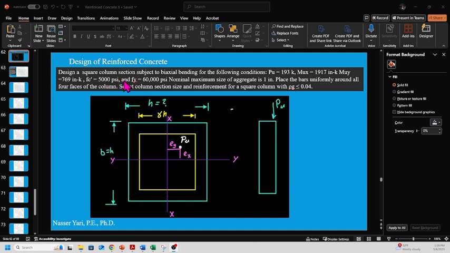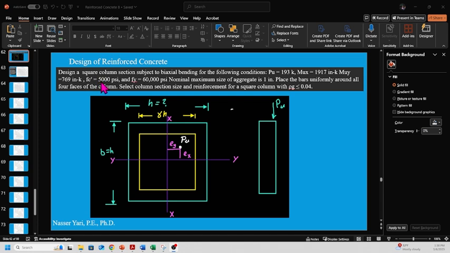It says design a square section subjected to biaxial bending of the following condition. Our Pu is going to be 193 kips. It's already been calculated based on dead load and live load. The bending moment in the x direction, Mux, is going to be 1917 inch-kips, and Muy in the y direction is going to be 769 inch-kips.